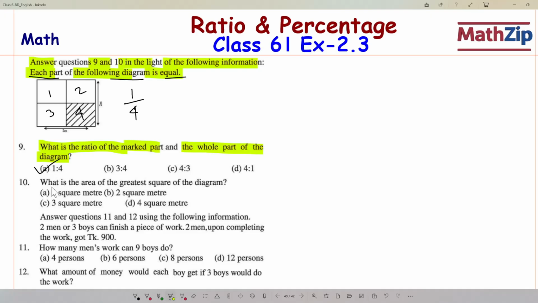Number B, or sorry, number 10. What is the area of the greatest square of the diagram? This diagram is a square, so the answer will be what? 1, 2, 3, 4. So it should be 4 square meter.